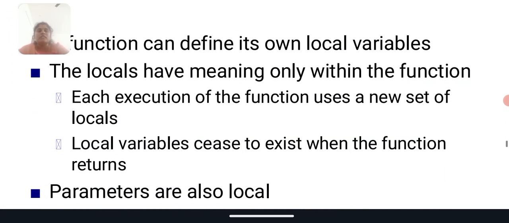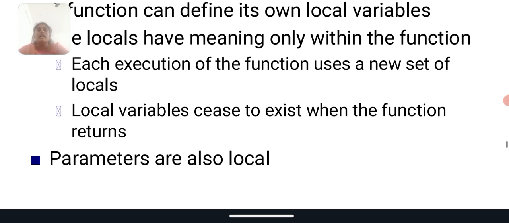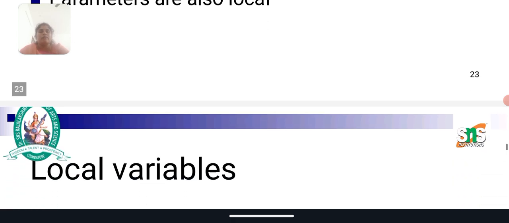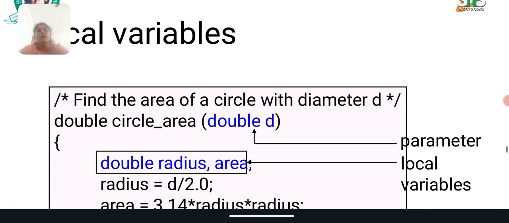A function can define its own local variables. A local variable is used only within the function. Each execution of the function uses a new set of local values. Local variables cease to exist when the function returns to the main program. Parameters are always local variables in the function.